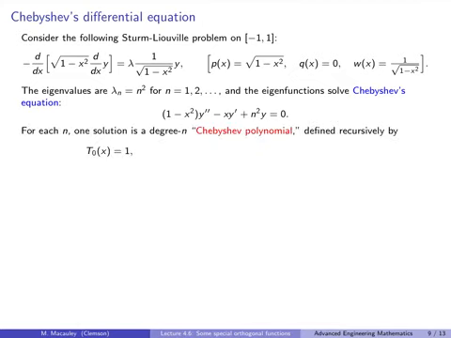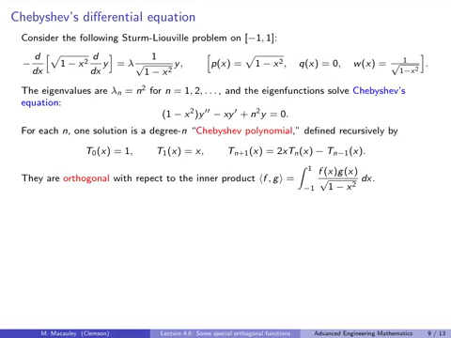Now, just like Legendre's equation and the example that we solved when we studied power series, one of these solutions is a polynomial. So for each n, we get a solution that's a degree n Chebyshev polynomial, and that's defined recursively as follows. The first one, T0 of x, is equal to 1. T1 of x is x.